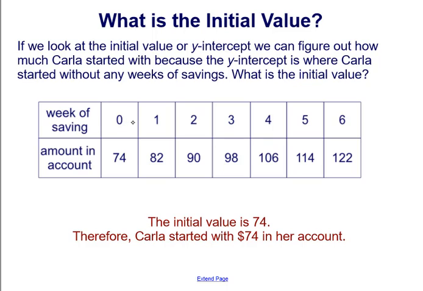We can see from that first column that the initial value is 74 because y equals 74 when x equals 0. So to interpret that, to answer what's the initial value or the initial amount in the savings account, we say Carla started with $74 in her account.